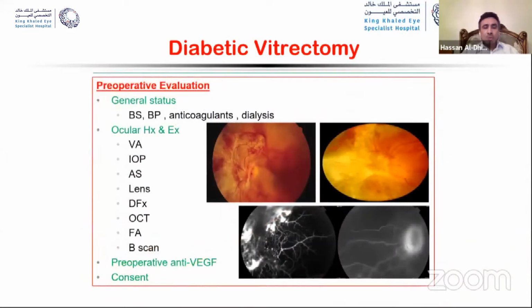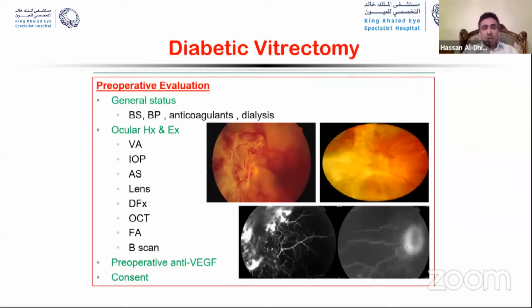So what we have to look at when we are doing vitrectomy for advanced PDR: we have to look at the general status of the patient, including blood sugar, blood pressure, anticoagulation, and dialysis. That's an important predictor as well for our patient. Then ocular examination: visual acuity, intraocular pressure, anterior segment status, lens status, and dilated fundus exam. If that's coupled with fluorescein angiography, OCT is important.